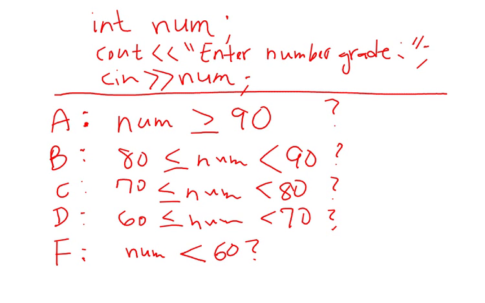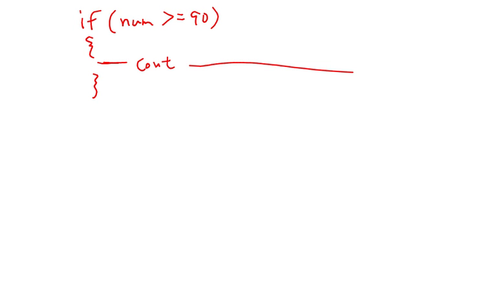So here's what we do. Let me see if I can lay this out for you. I start with an if. We're going to say if our grade, or num, is greater than or equal to 90, and if it is, I'm just going to do, let me leave out some details here, it's just a cout A. And then inside this else, I'm going to check again.